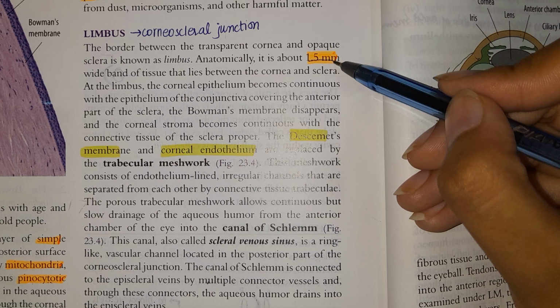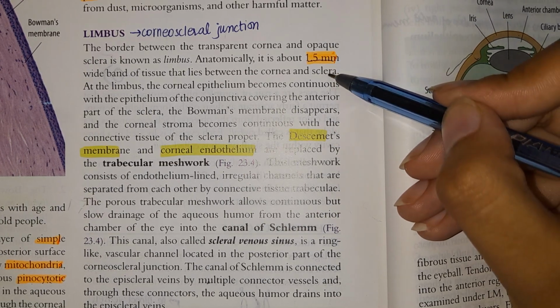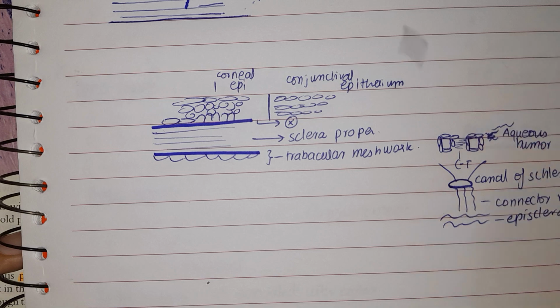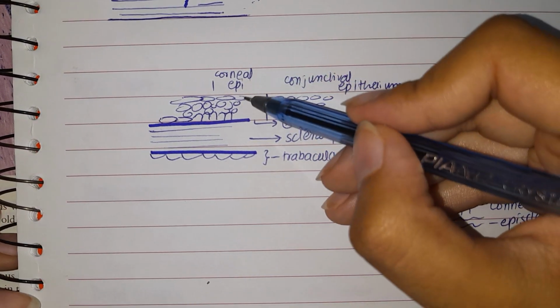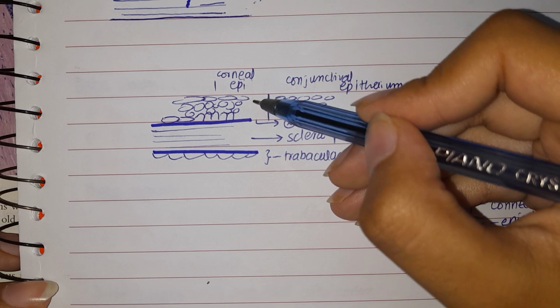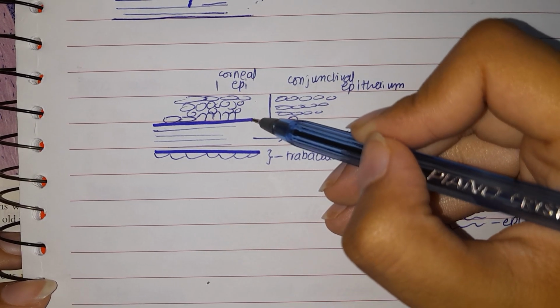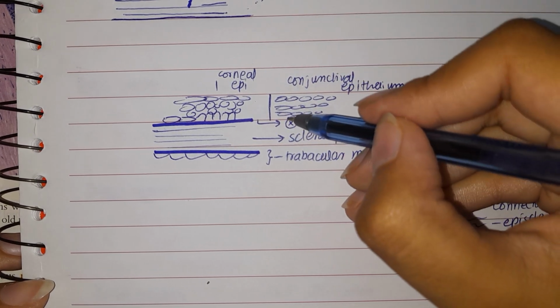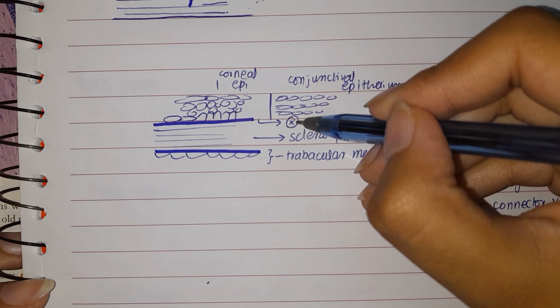First of all, it is about a 1.5 millimeter wide band of tissue that lies between the cornea and the sclera. Now the limbus is a very important structure because it has these connections. First of all, the corneal epithelium will be converted into the conjunctival epithelium. The first or the anterior limiting membrane of the cornea becomes absent. That Bowman's membrane is not present at the level of the limbus.